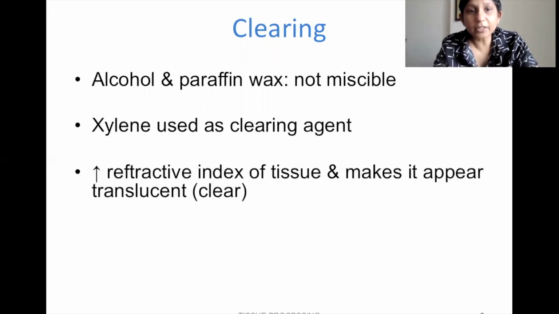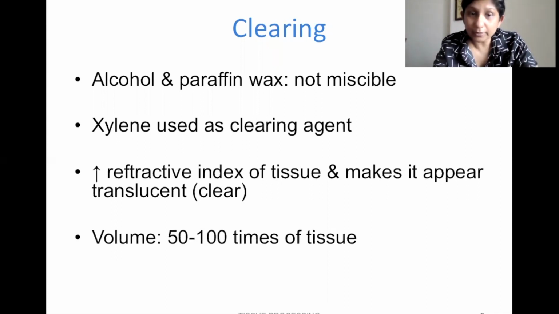Now, a clearing agent will increase the refractive index of the tissue and make it appear translucent or clear, which is why it is called a clearing agent. Now, regarding volume, again, as I said, 50 to 100 times the volume of the tissue should be there of the clearing agent. For a small tissue, you can put it in a beaker. The larger the tissue, you have to increase the size of the beaker in which you put the tissue.